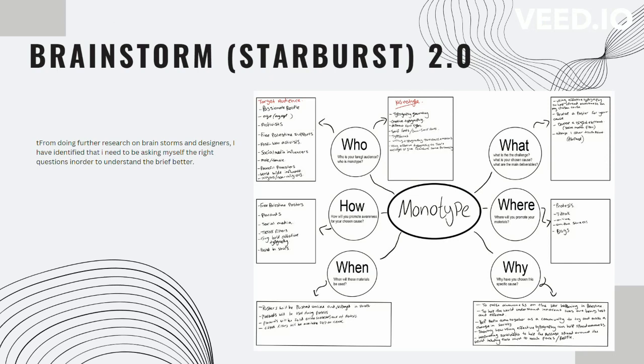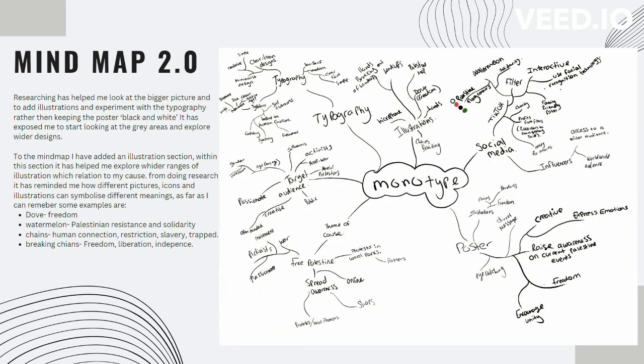Brainstorming, I looked into the starburst theory. This helped me ask the right questions such as who is the target audience, what am I doing, why am I doing this and how and where will these materials be promoted. Mind mapping, as a designer, helped me understand my target audience more as well as thinking more about the design process, styles and approach I will be taking during this brief.